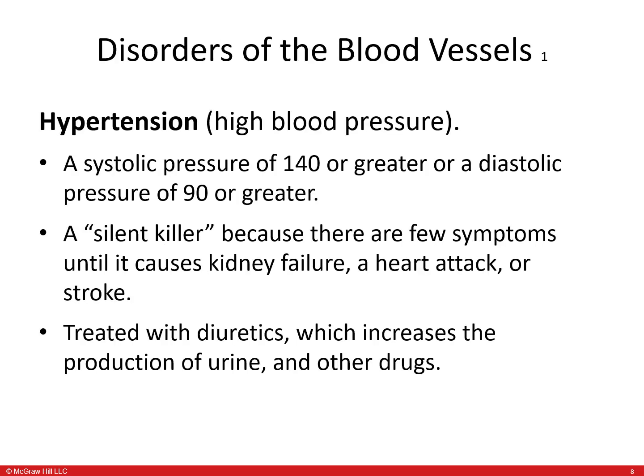Hypertension, also known as high blood pressure, is a systolic pressure of 140 or greater and a diastolic pressure of 90 or greater. This is known as the silent killer because there are few symptoms until it causes kidney failure, heart attack, or stroke. It's treated with diuretics, which increase the production of urine, and other drugs.